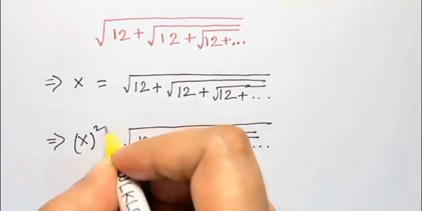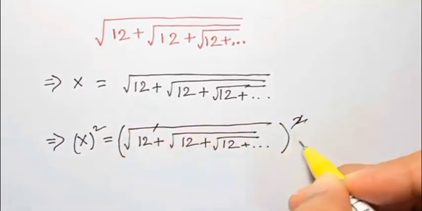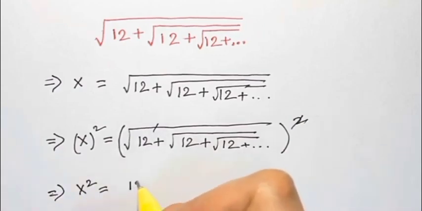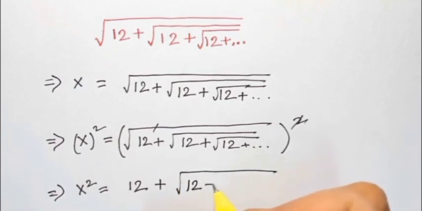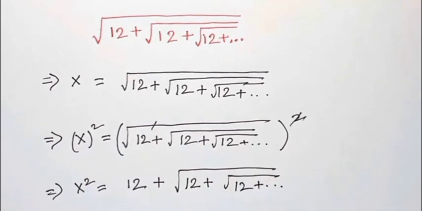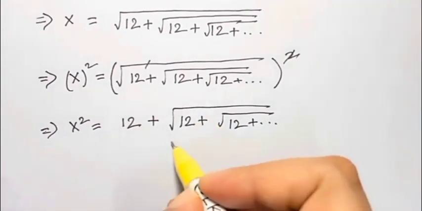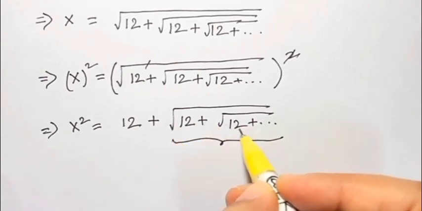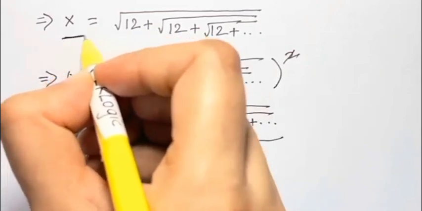So square both sides. So when we square both sides, this root and square gets cancelled. Here we have x square is equal to 12 plus, we have the same old thing, 12 plus square root of 12 plus and so on. Now if you see this part, this whole thing, square root of 12 plus square root of 12 plus and so on, is the same thing what we have taken here, which is equal to x.